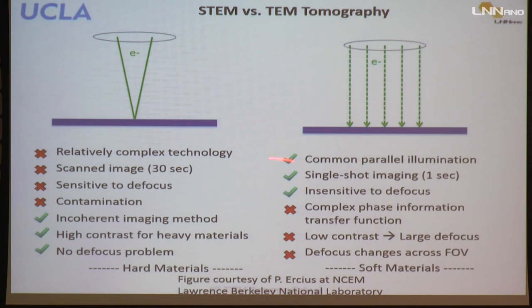STEM and TEM both have pros and cons. STEM technology is a little bit complicated, and we have to raster the electron beam around the field of view. So the scanning actually takes a long time, about 30 seconds. If your stage is not stable, or if you cannot get a very stable object, then you have problems. The image will be all blurred. And it's sensitive to defocus. In aberration corrected STEMs, the depth of focus is usually a few nanometers. So if you are 10 nanometers away from focus, your object is already blurred.